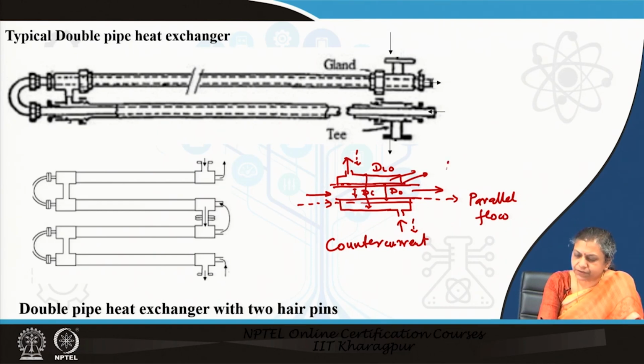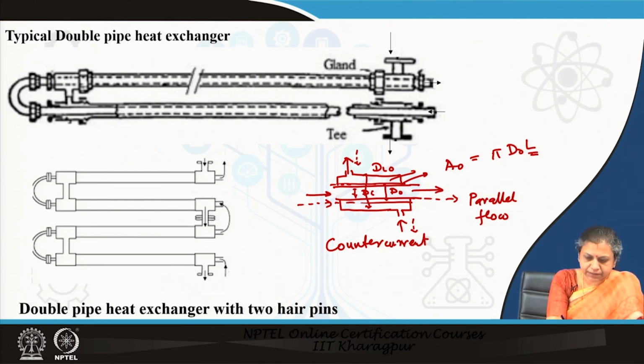Therefore, the heat transfer area is equal to AO, which is pi dO into L, as was already told to you, where L is the length of the inner pipe across which the heat transfer is occurring. Now, usually in order to accommodate sufficient length to get the required heat transfer, very frequently we connect several lengths by means of return bends, and this is known as a hairpin arrangement.